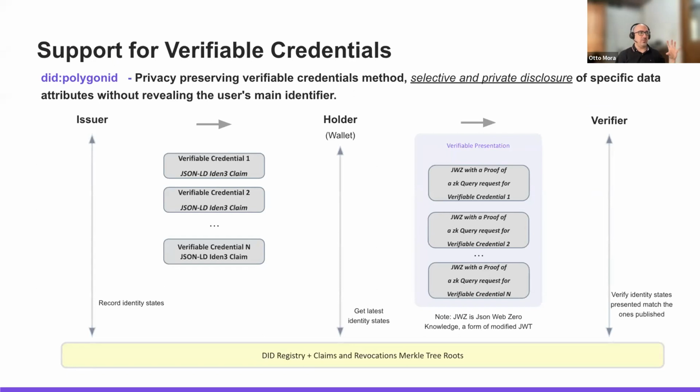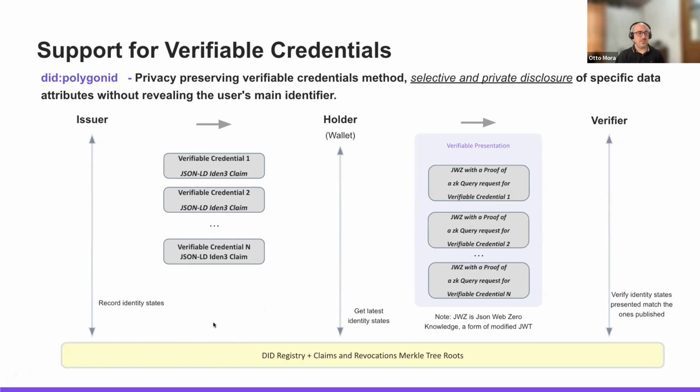So what does this all look like in the end? The way that we have structured our DID method is that an issuer will issue these JSON-LD credentials. These are JSON-LD blobs or files that live in your identity wallet. Upon interacting with a verifier, you will generate what is called a JWZ, or JSON Web Zero-Knowledge, which is a modified JSON Web Token that will include information about the credentials that you have. It will generate the right proofs, and then that information will be verified by the party that you're interacting with.